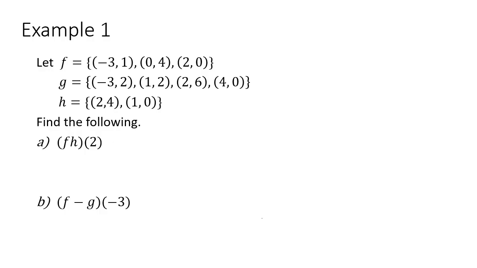So fh of 2, by definition, is just f of 2 times h of 2. And so now we just evaluate each of those functions individually. So f of 2 would be 0. H of 2 would be 4, but 0 times 4 is still 0.